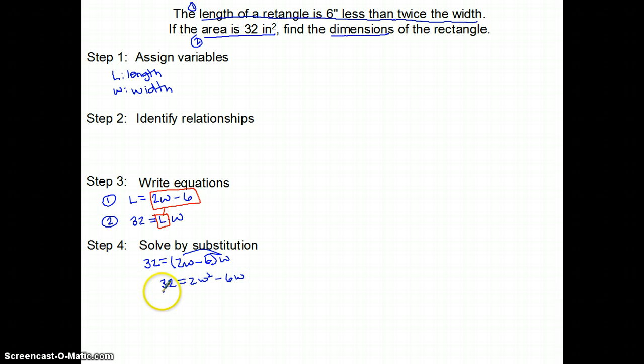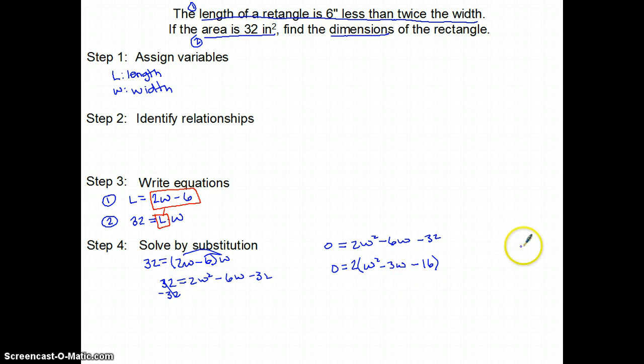To solve this quadratic, I need a 0 on one side, so I subtract 32 from the left over to the right to get 0 equals 2w squared minus 6w minus 32. I see a greatest common factor of 2, so I factor that out, leaving me with w squared minus 3w minus 16. All of this is equal to 0.